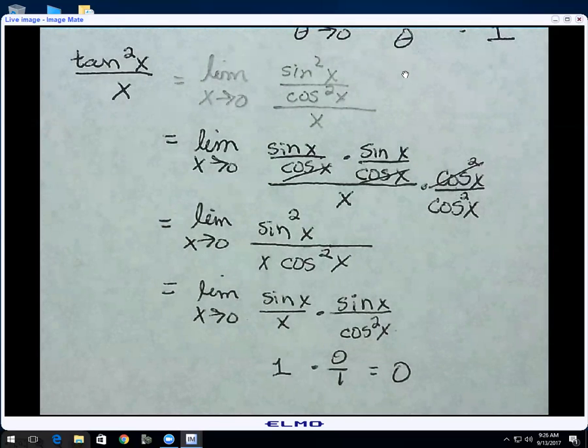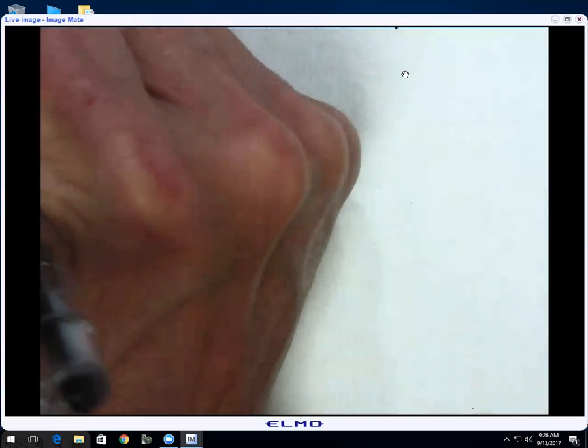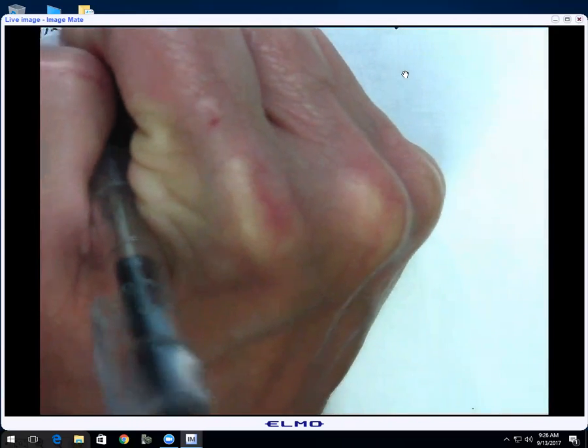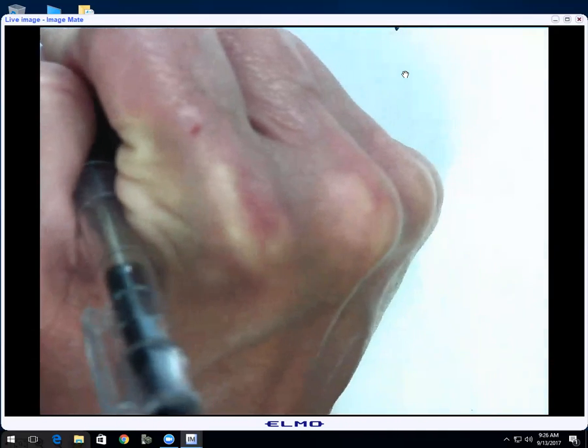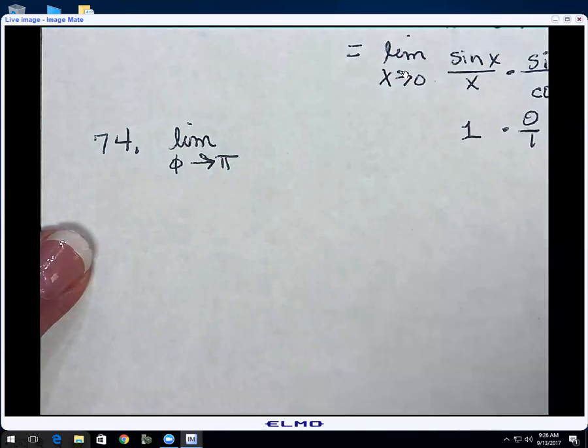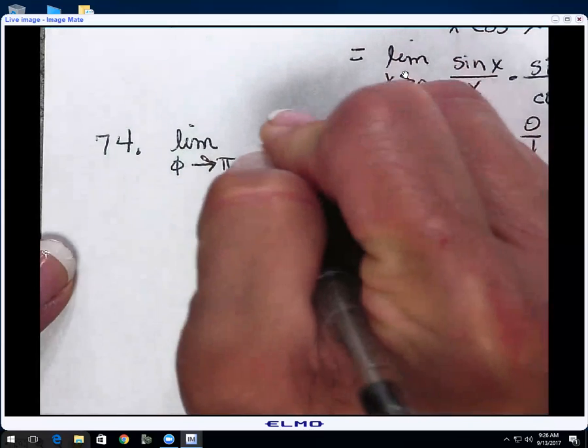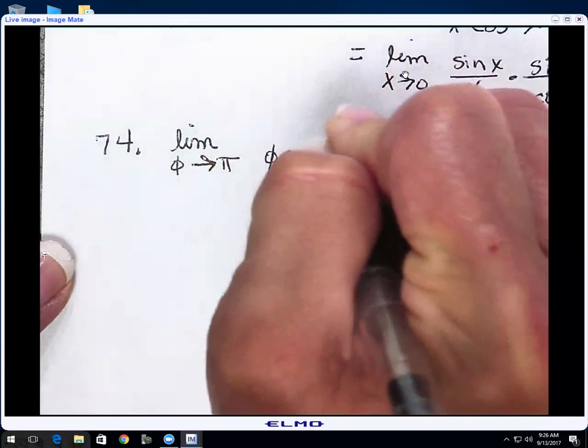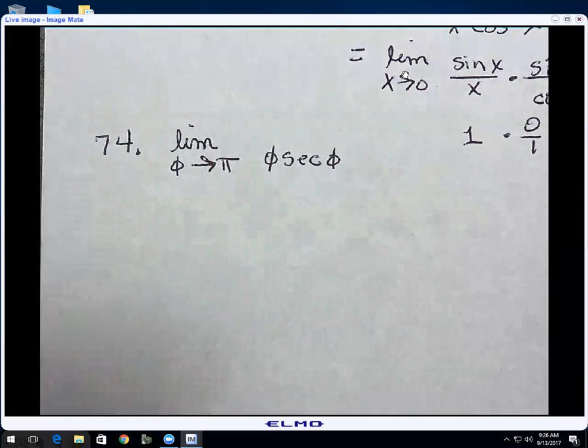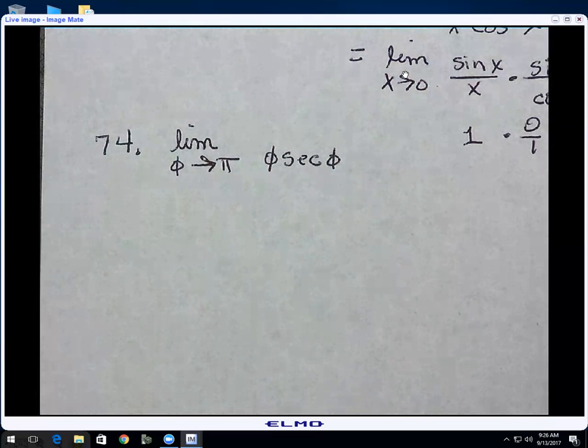All right, so what about 74? I love just saying this one out loud. That's the Greek letter phi. Let me finish writing it, and then I'm going to say it out loud. Here's how cool this is. The closest I'll ever come to speaking Chinese. The limit as phi approaches pi of phi secant phi. If that was politically incorrect, I'm sorry. I'm just saying, it doesn't even sound like English.